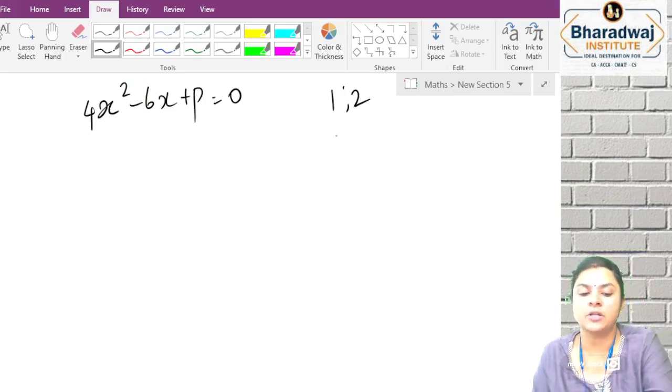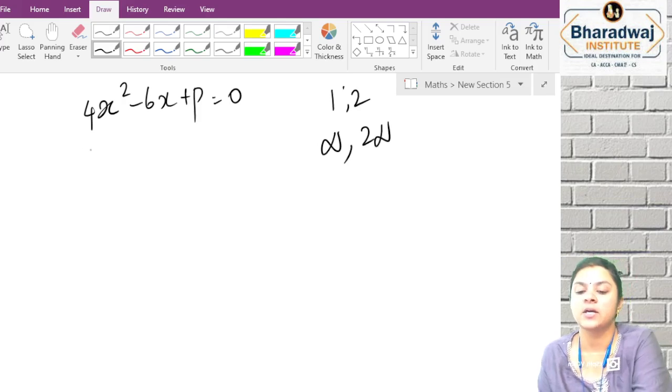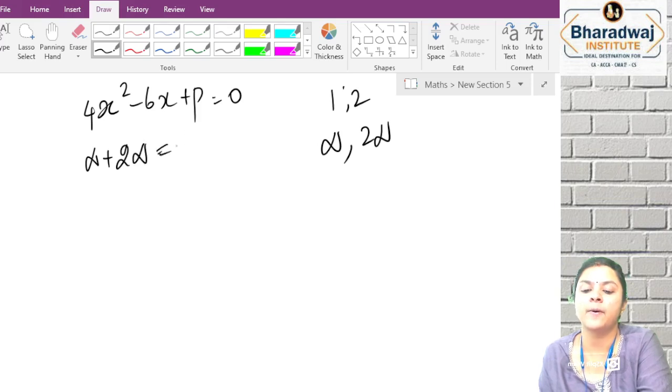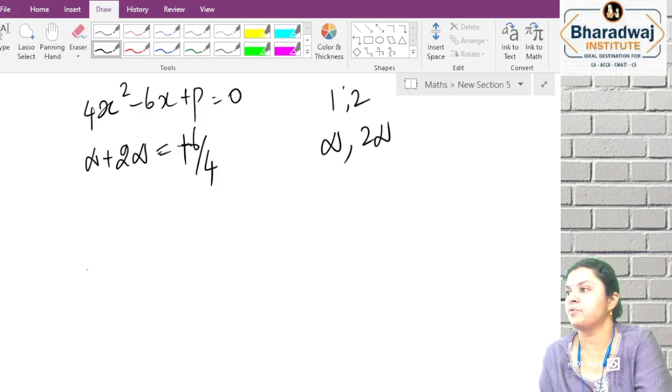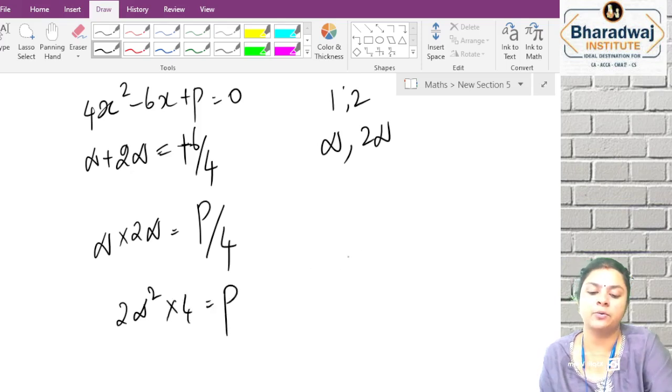Now, sum of the roots. Let's assume alpha is one root, means what will be the other root? 2 times. So, can I call it 2 alpha? Yes. So, now alpha plus 2 alpha is equal to minus b by a. So minus 6 by 4, minus of minus, plus 6 by 4. And alpha beta, the product of the roots, alpha into 2 alpha is equal to p by 4. So 2 alpha square into 4 is equal to p. P is equal to 8 alpha square.